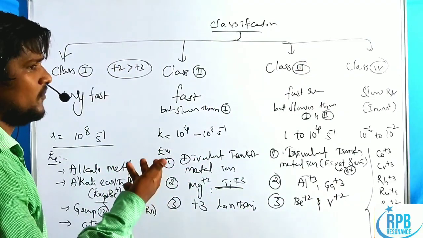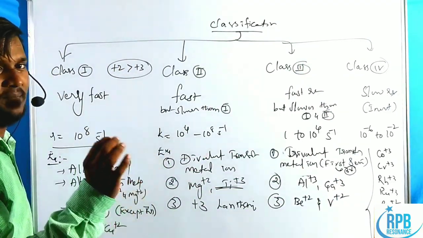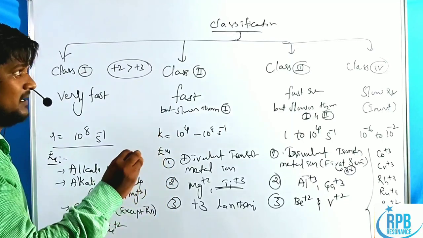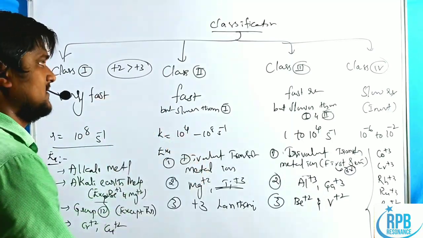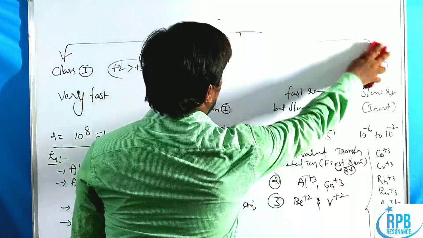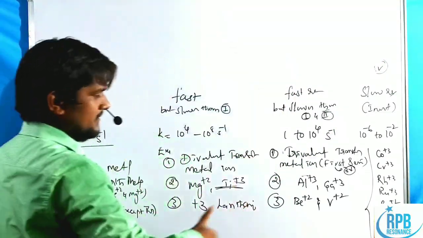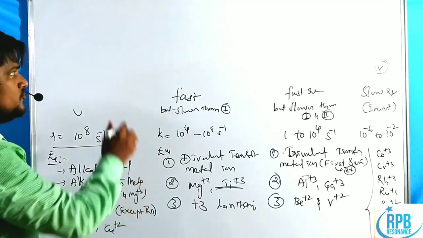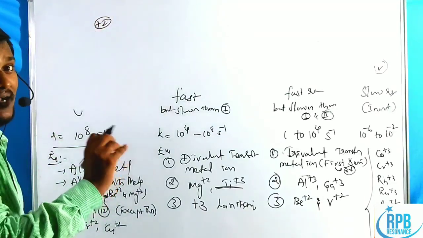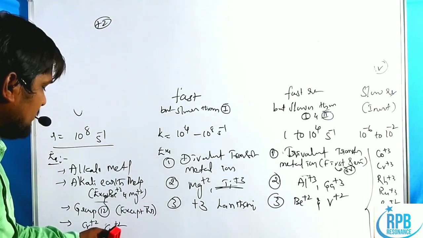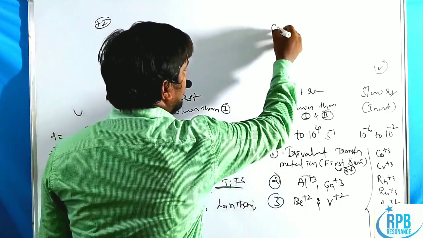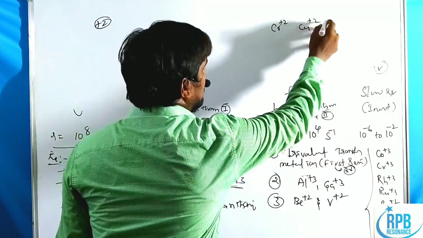Let us go through one of the series. I'll give a very simple series useful for CSIR and GATE exams. With the help of these categories, first I'll give the plus 2 water exchange series. Here chromium plus 2 and copper plus 2 will show more character.